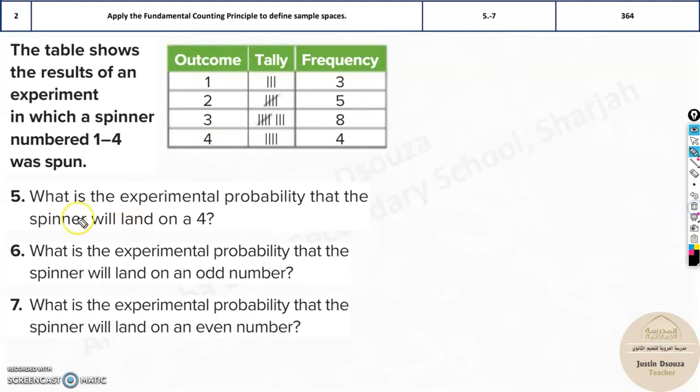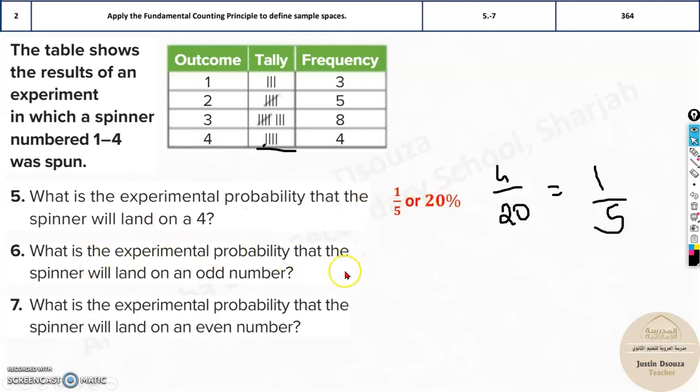But now let's see, what is the experimental probability that a spinner will land on 4? Let's see, 4 is how much? 4 divided by the total is 20. That is 1 by 5 or 20%. That's it. That's the answer.